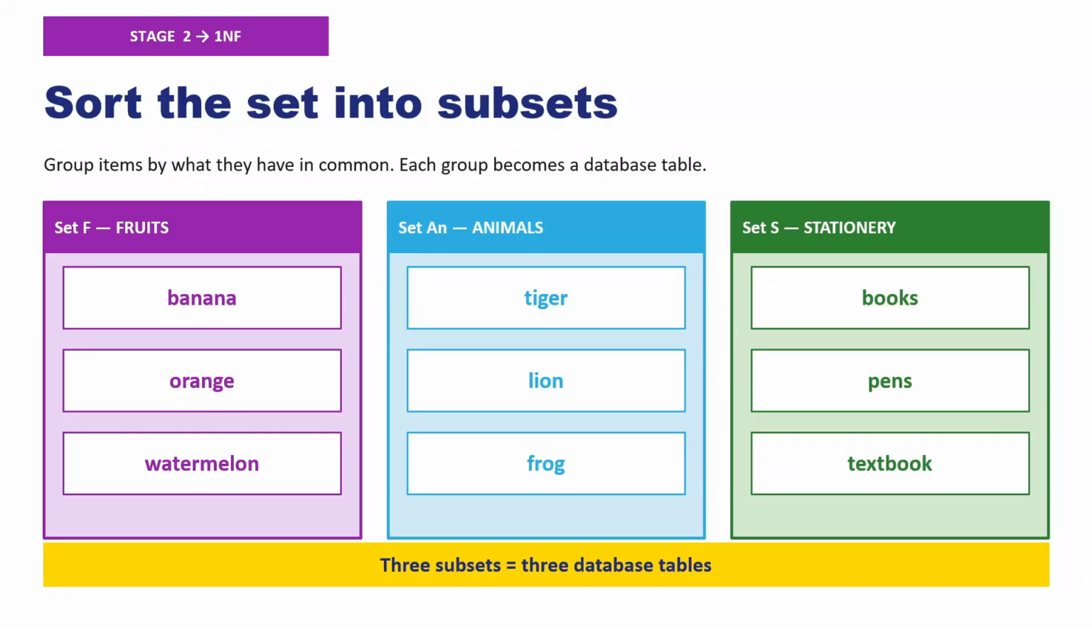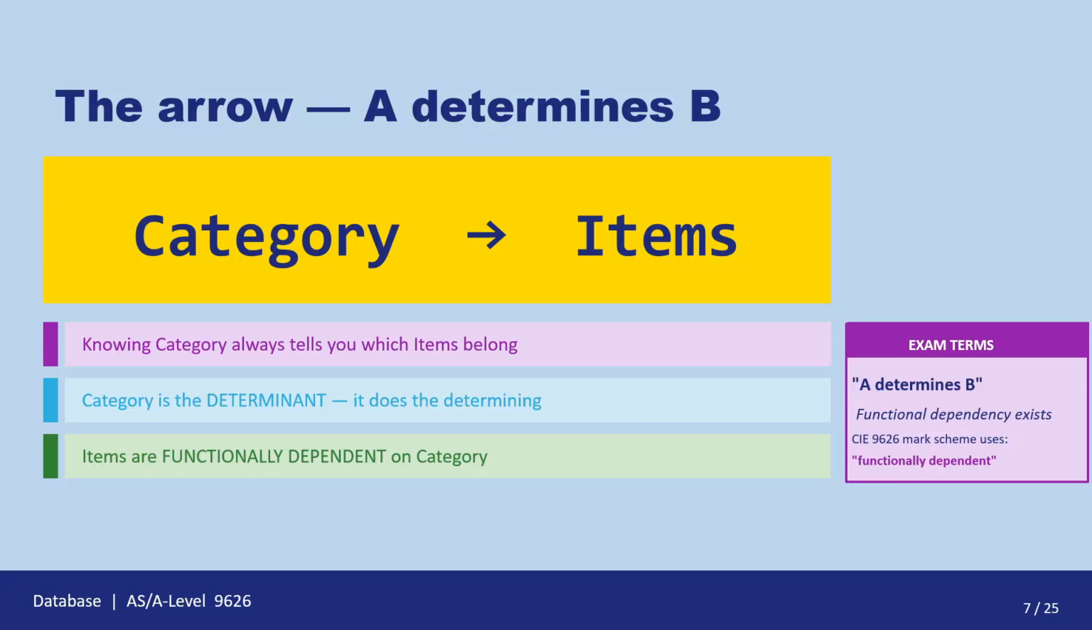All right. So in categorizing the various items we had in a bigger set, we now have three subsets. The first set being fruit, the second set being animal, and the third set being stationary. So we have three subsets, which when you put together, you get the bigger table, which is the unnormalized table, right? So the category is always what will give you the items that go into it. So knowing the categories will always tell you what items belong in there. And so the category is the determinant in this case, and it determines what goes with it.